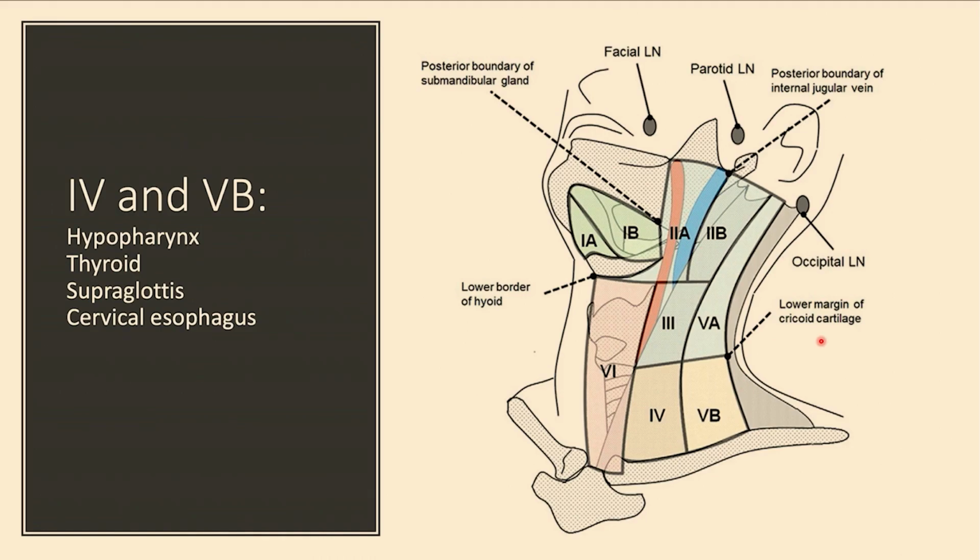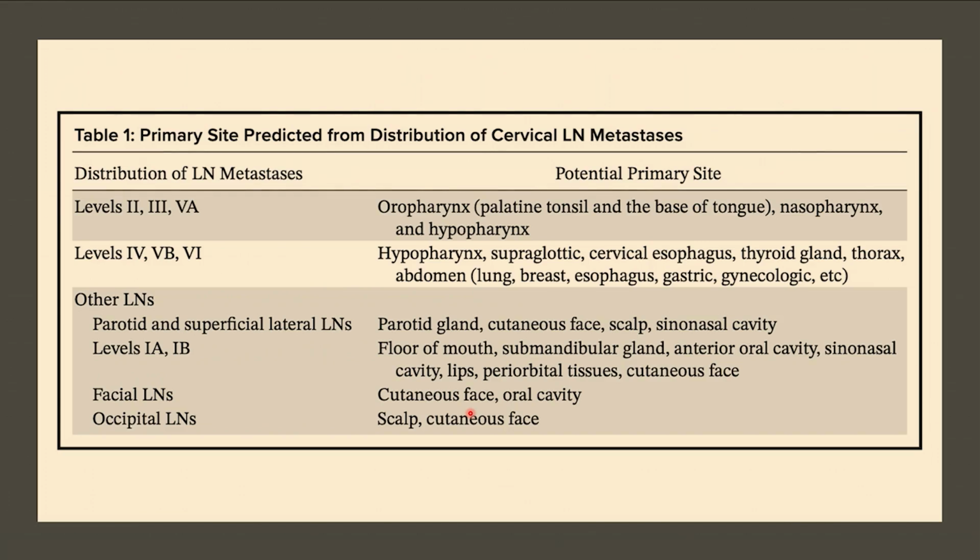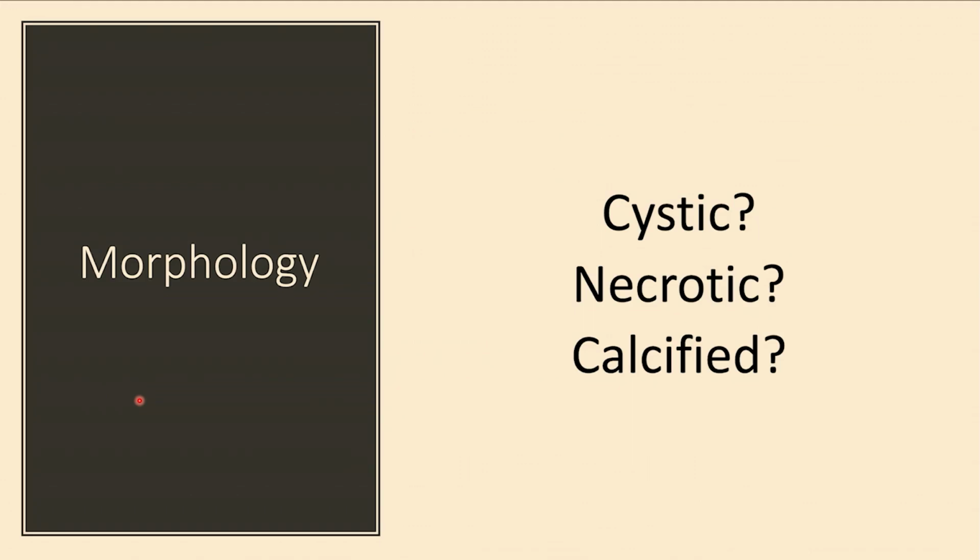So when we talked about the lymph nodes and the stations that they're at, you kind of know where to look for a little bit. I have a 2A, I'm going to focus my energies up high. If I have a 5B, I'm going to focus my energies a little bit down low. Okay? So the most common cancer for unknown primary is oropharyngeal cancer. Lymph nodes are usually bilateral because of the crisscross lymphatics. And again, that's the lymph node drainage. Here's just a chart on what we just talked about, on the potential primary site for these lymph nodes. Okay? That's all online. So again, guys, morphology is king.